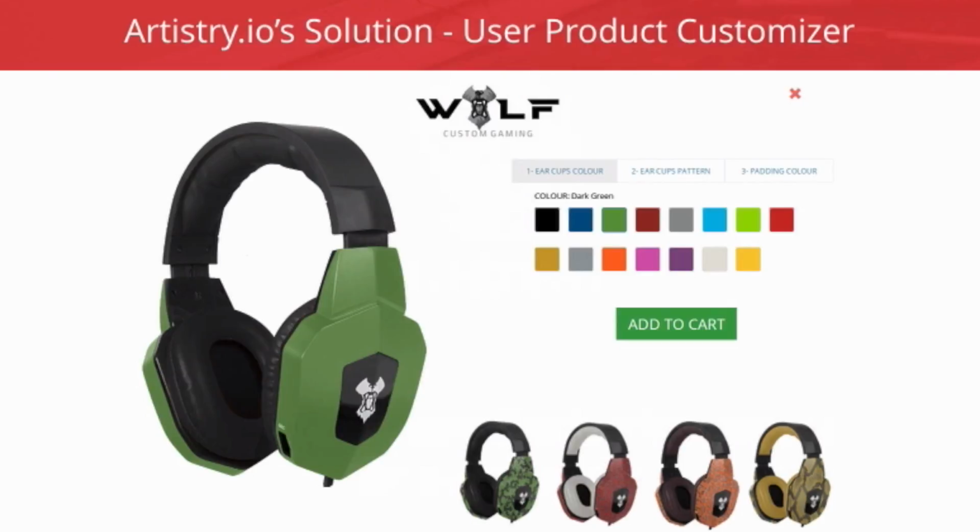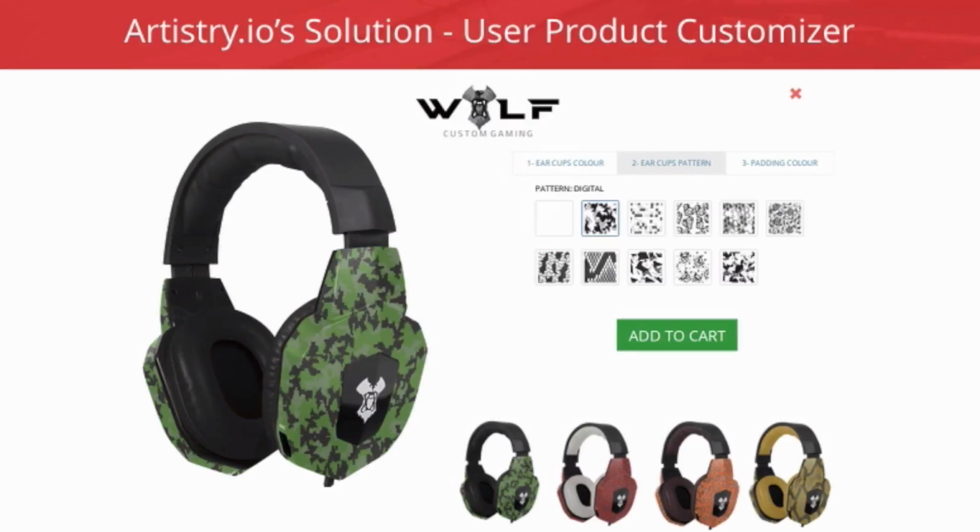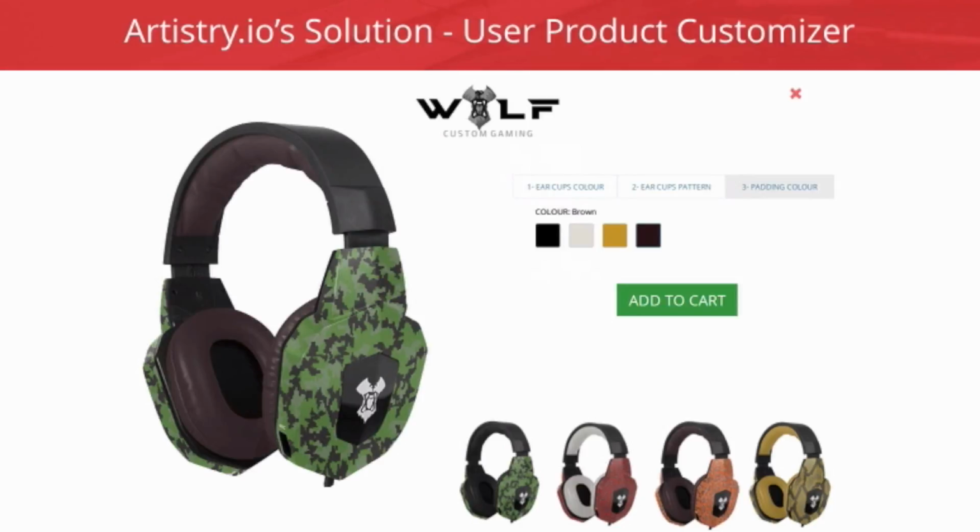As you can see there, when the customer clicked on the color thumbnails, the product picture of the headphones would change. Similarly, when they clicked on the thumbnails for the patterns, the picture of the headphones would change. And they can also change or customize the colors of the ear padding. So when they clicked on the thumbnails, the colors would change.